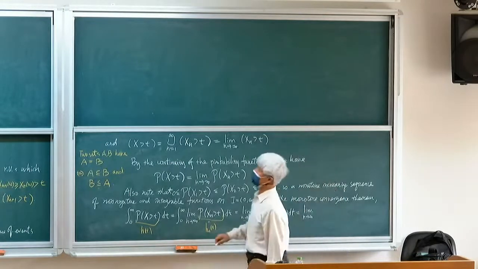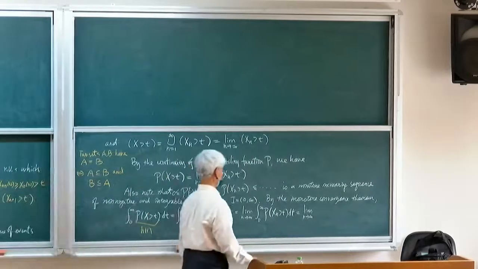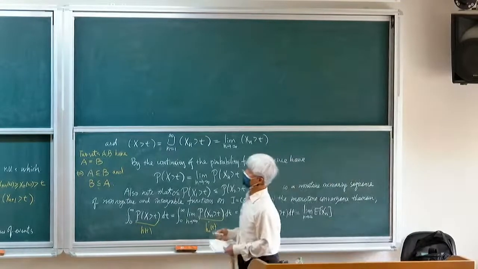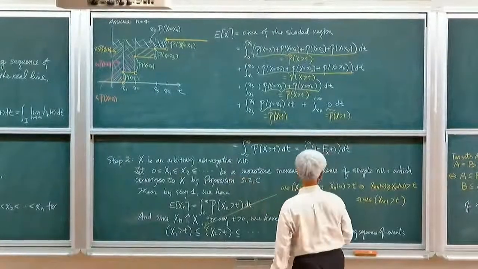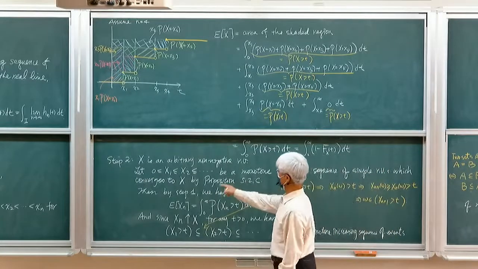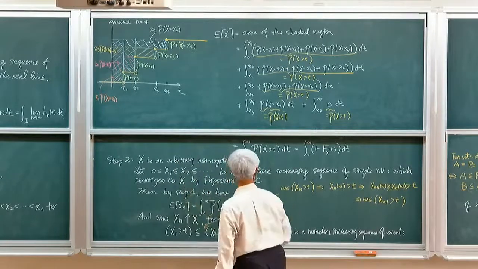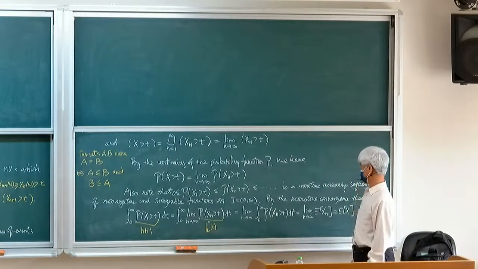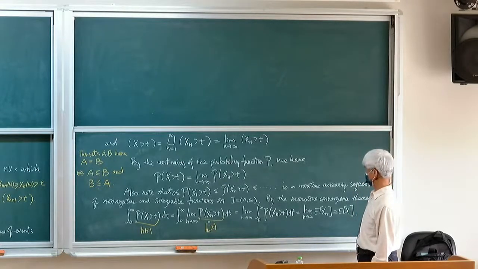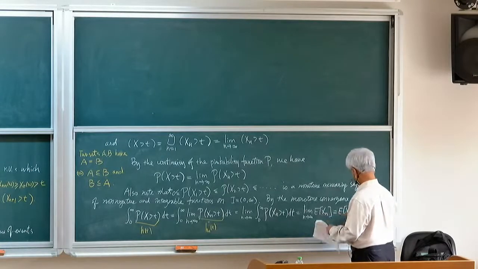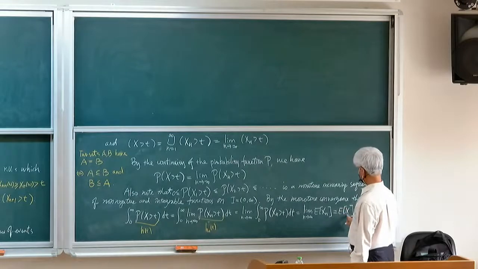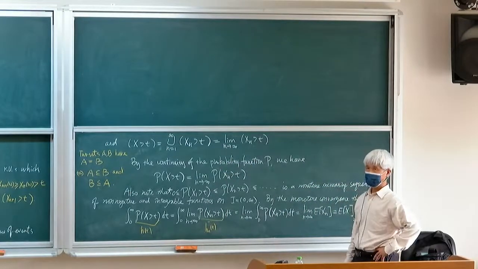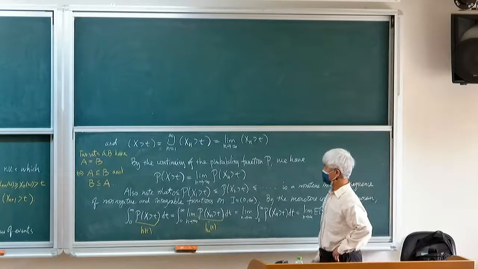And this is the expectation of X_n. And by definition, because we use this monotone increasing sequence of simple non-negative random variables to converge to this arbitrary non-negative random variable X, we know this is equal to the expectation of X. Okay, and so we are done, because we proved that the expectation of X is equal to this integral.